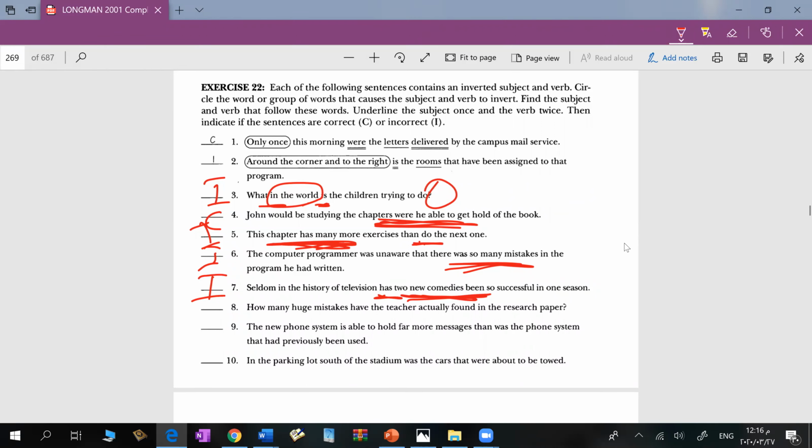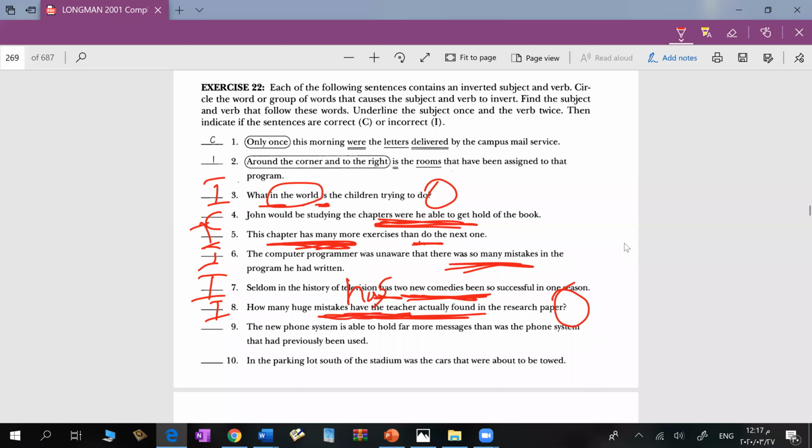Okay. How many huge mistakes have the teacher actually found? What is the subject? The teacher. This is inverted. Verb, subject. Isn't this a question? This is a question, correct? So verb, subject. Has the teacher, not have the teacher. Okay? Clear? Yes.